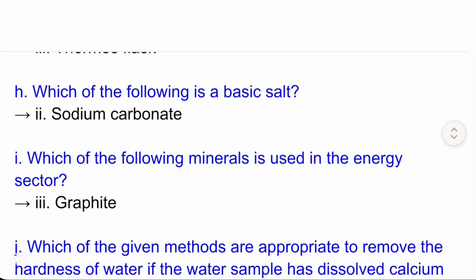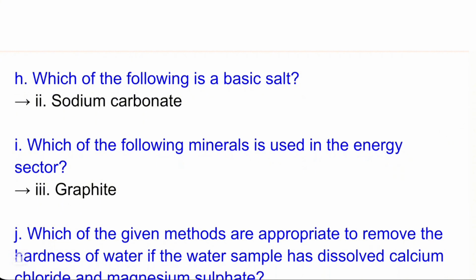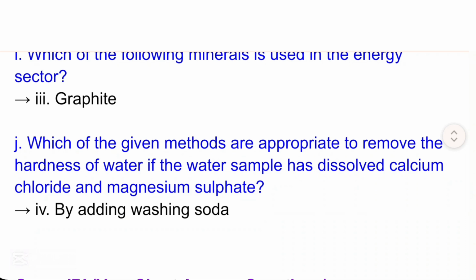I. Which of the following minerals is used in the energy sector? Graphite. J. Which of the given methods are appropriate to remove the hardness of water if the water sample has dissolved calcium chloride and magnesium sulfate? By adding washing soda. Group B. Very short answer questions.